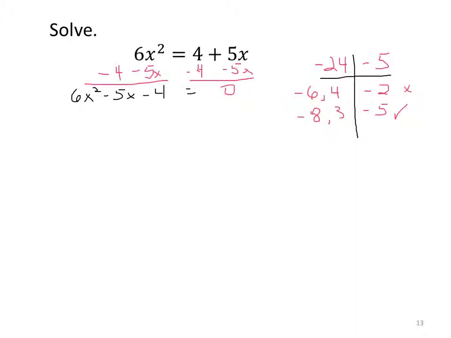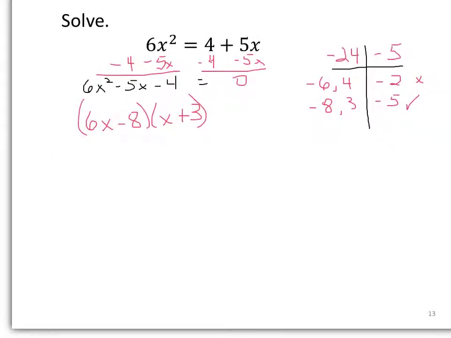They come over to the left and they write 6x minus 8 times x plus 3, which is kind of like what we do when we're doing reverse FOIL. And that is wrong. You will get the wrong answer. If you FOIL this, you will see that it does not give you what we started with. So instead of doing that, all we're going to do is bring our first term down and our last term down, and then we're going to break up our middle term using the numbers we found.